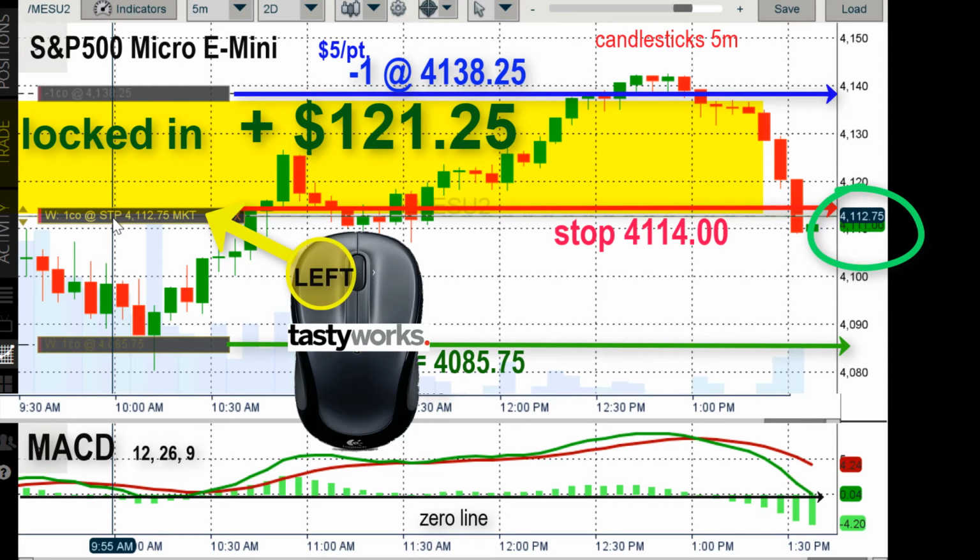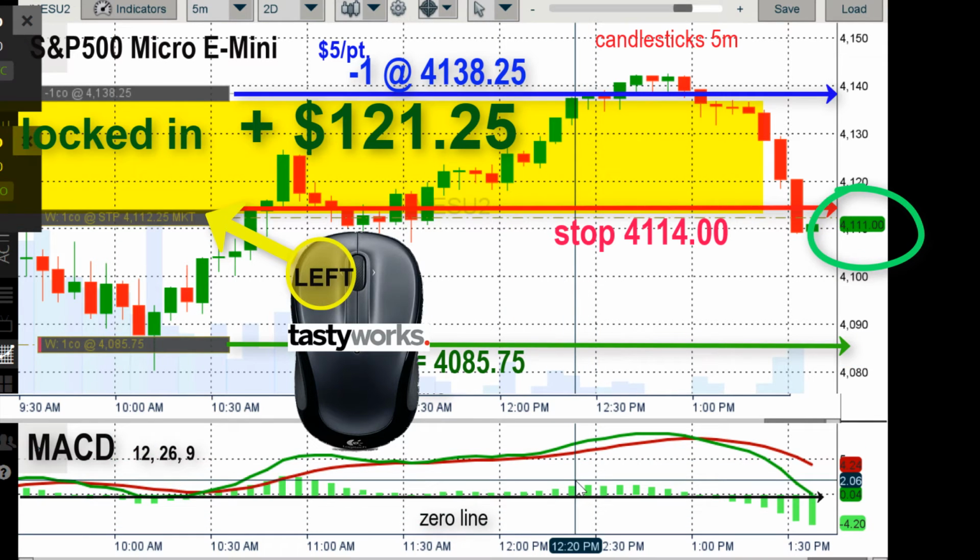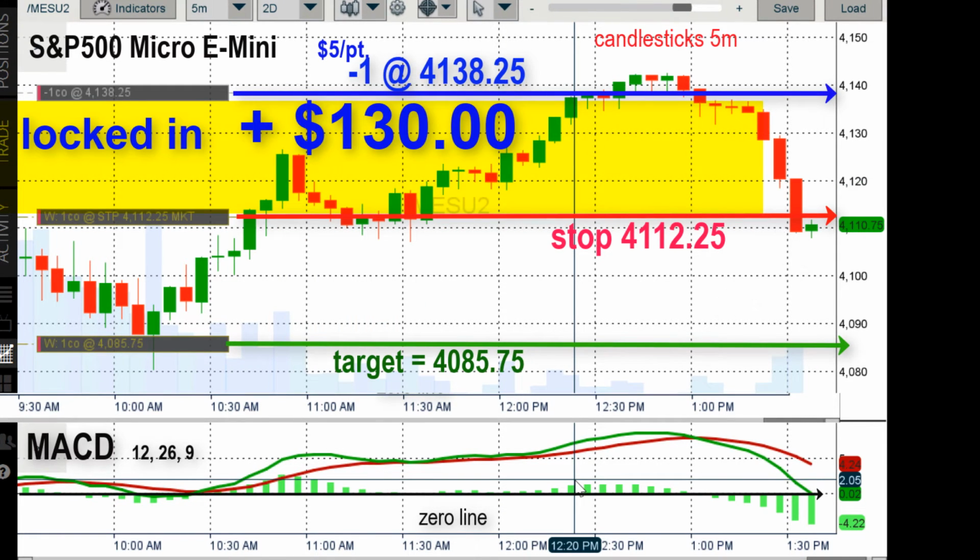I'll tell you exactly what I'm thinking right now. I have had 8 red candlesticks in a row. That never happens. Well, I guess it does. Locked in 121.25, and here I am with the Tastyworks mouse yet again. And I'm starting to think this trade's got to run out of gas. I see a little shade of green happening over there on the right, and so I'm squeezing that stop down as much as I can right now.